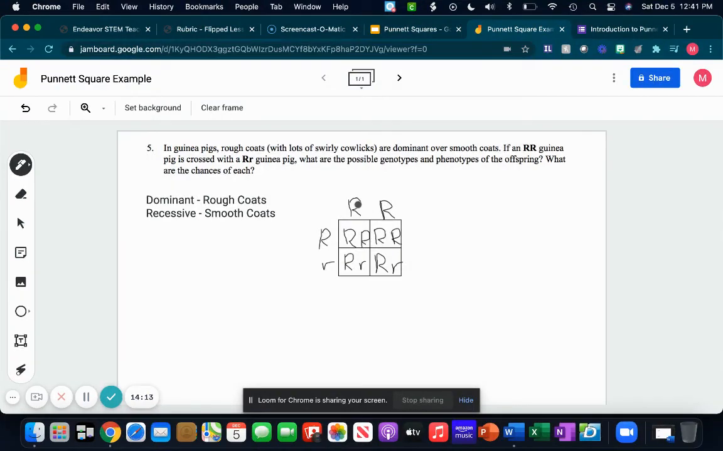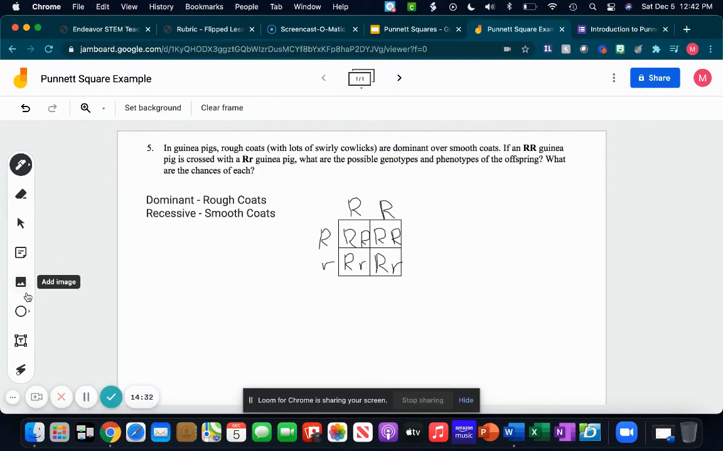So essentially, it's the two letters and where they meet. So if you're looking at this box, you have one big R from this column and the little r from the row. Okay? So that is the third step.